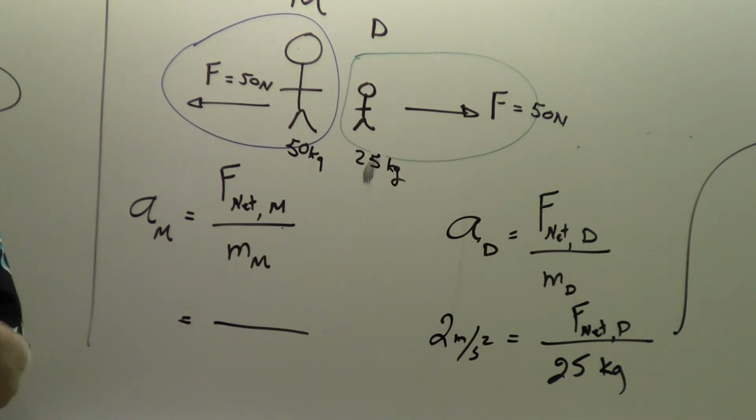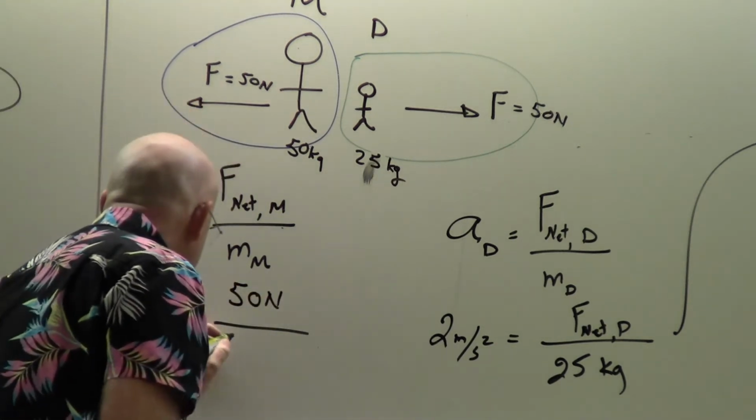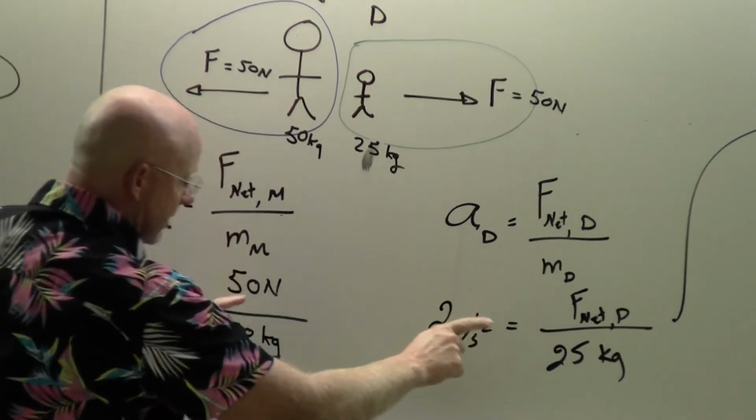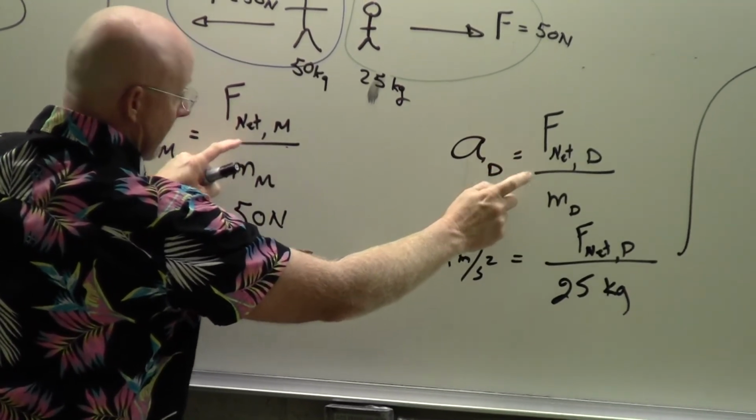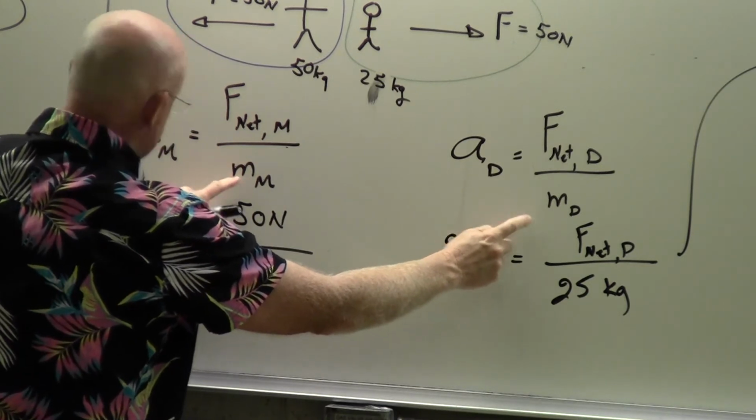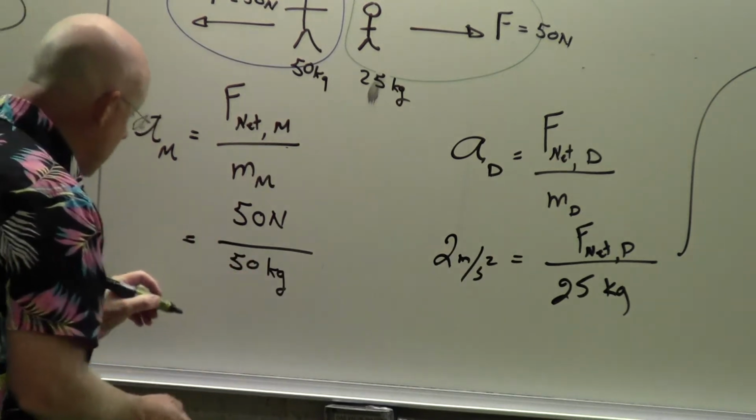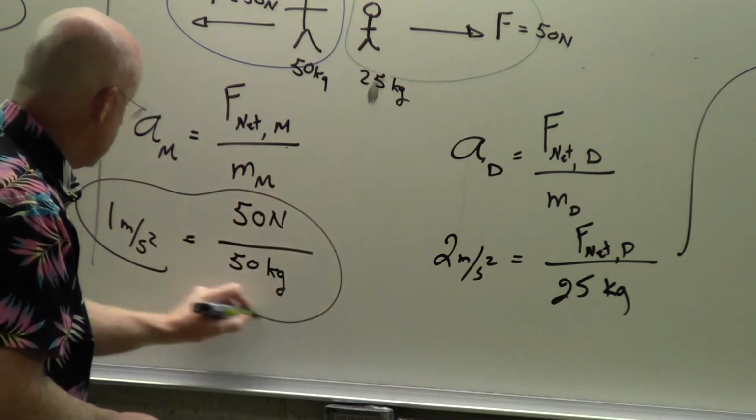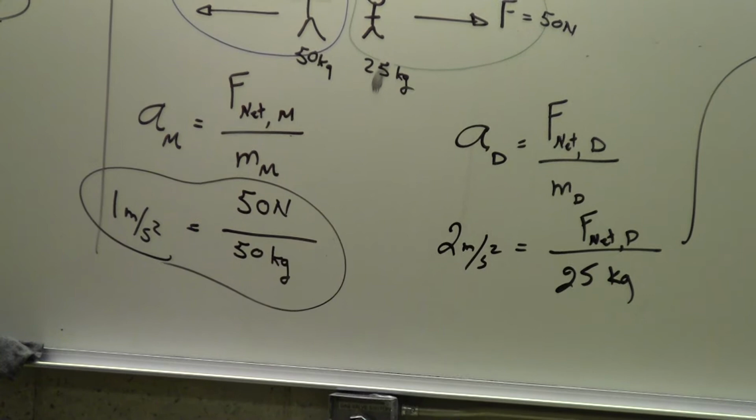And so that net force is the same as that one force. So I will put here 50 newtons. And now the mass of mom is more than the daughter. Notice in this calculation, both the mother and the daughter have the same amount of force on them, of 50. But they don't have the same mass, which is why they don't have the same acceleration. In this case, I get a value of 1 meter per second squared for the mother.